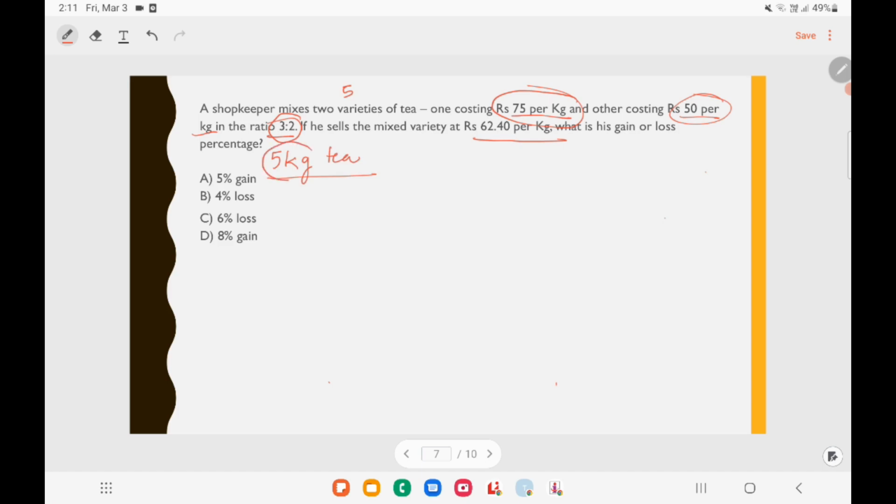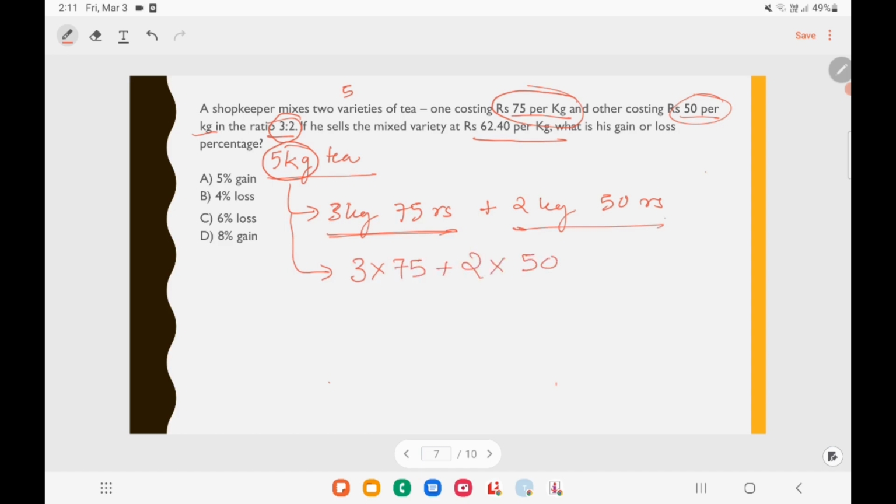So if you want to make 5 kilogram of tea, he will be taking 3 kilogram of 75 rupees tea plus 2 kilogram of 50 rupees tea, because he is mixing in the ratio 3:2. So what is his cost price? 3 kilogram of 75 means 3 into 75. 2 kilogram of 50 means 2 into 50. So if you add this, you will get 325 rupees. So in order to make 5 kilogram of tea, he is spending 325 rupees.